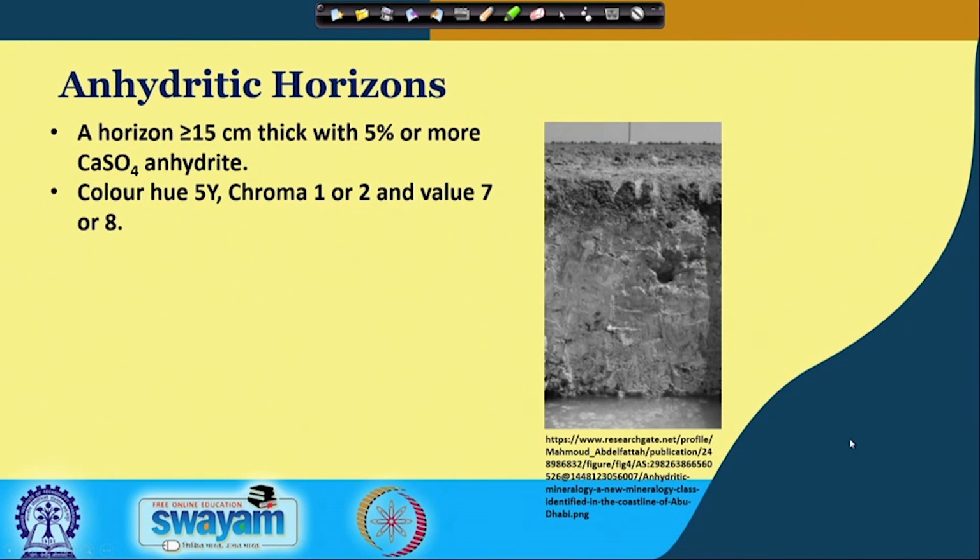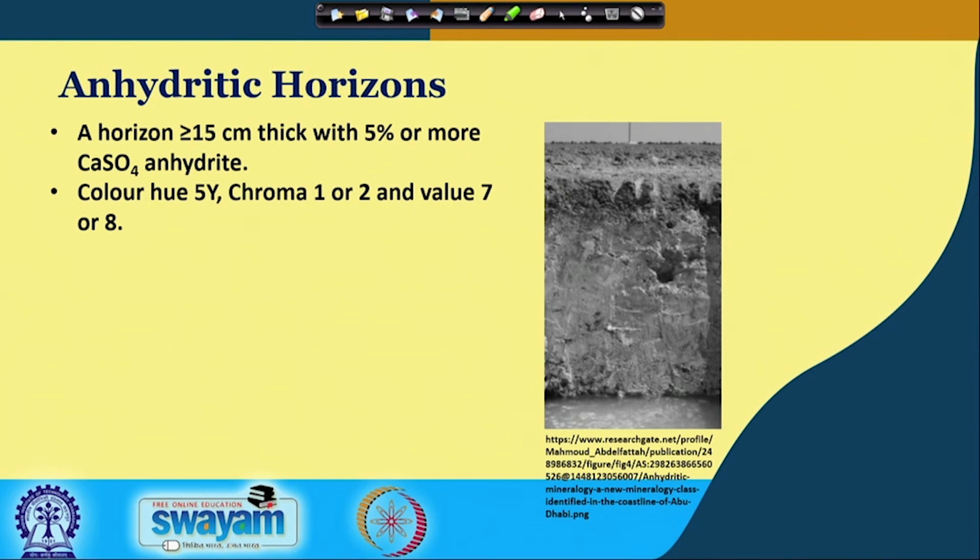Now, next one is called anhydritic horizon. This horizon basically is greater than 15 centimeter in thickness and with 5% or more calcium sulfate anhydrite. The other name of calcium sulfate is anhydrite. So, this horizon basically contains more than 5% of calcium sulfate, and it shows different color hue, chroma and values.